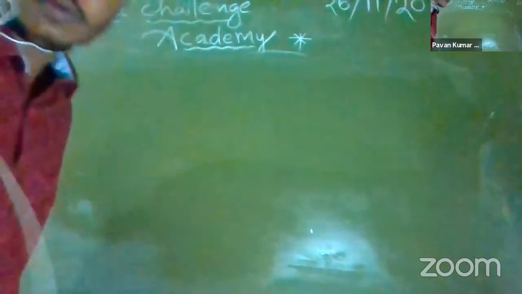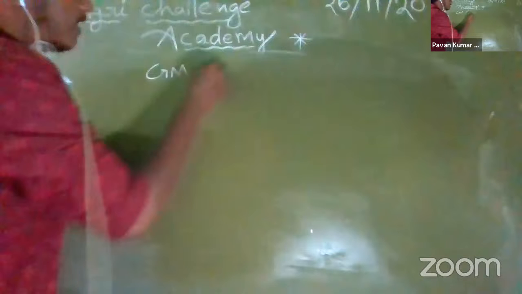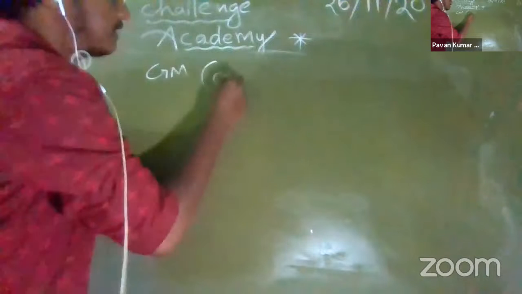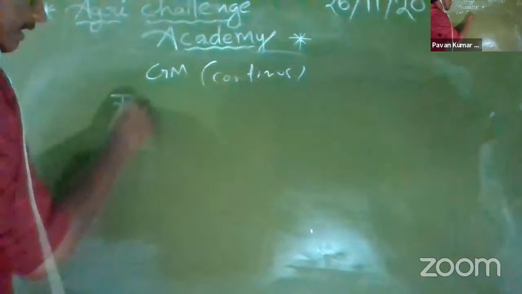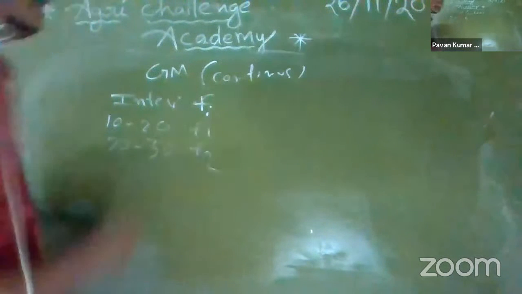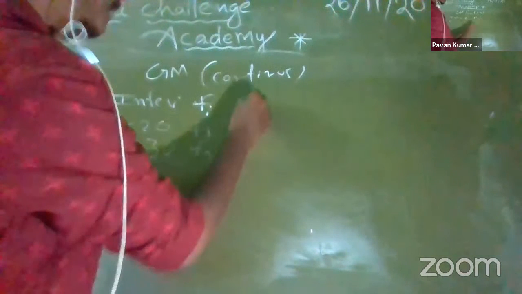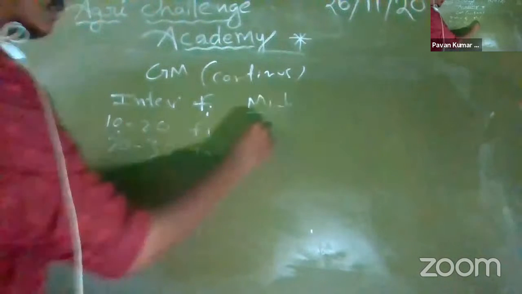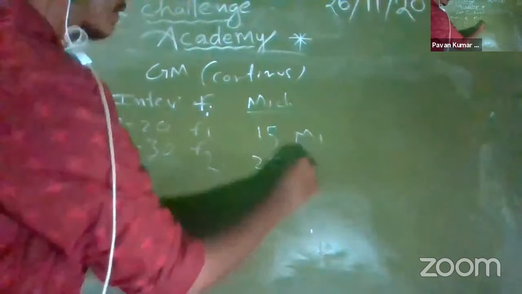Now, geometric mean for continuous data. We will get class intervals and the respective frequencies, Fi. Here, 10 to 20, 20 to 30. Suppose this is F1, this is F2. In geometric mean also, we will find the midpoint. This is 15, this is 25. This is M1, this is M2.